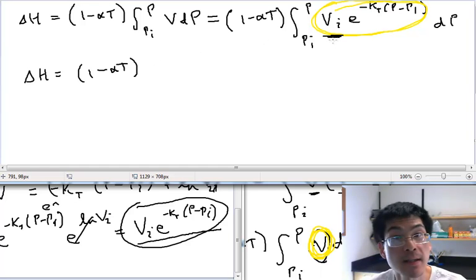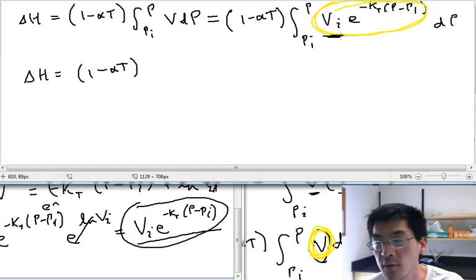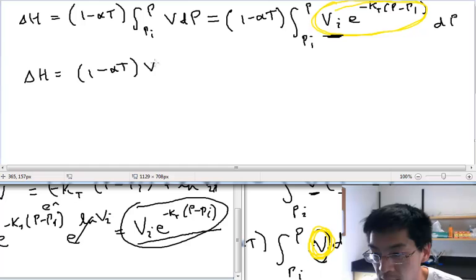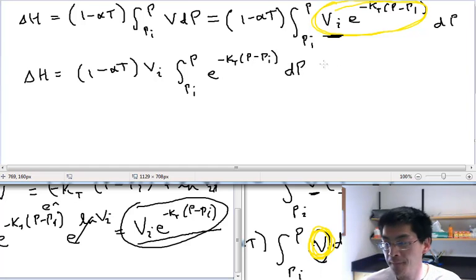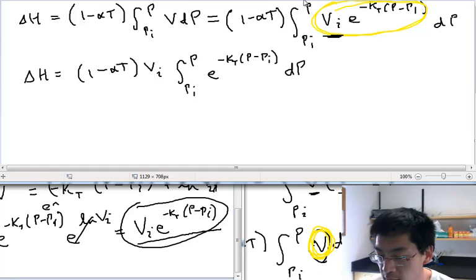Okay, so vi is a constant because that's something that the experimenter controlled. The experimenter controlled the initial volume of all the initial conditions, so that vi can come out of the integral. And what stays in the integral is e to the power of minus kappa t p minus pi dp. So what is the integral of all this stuff?